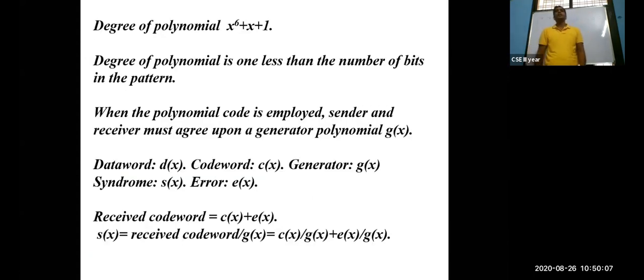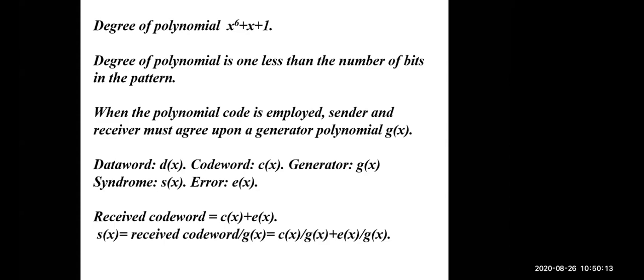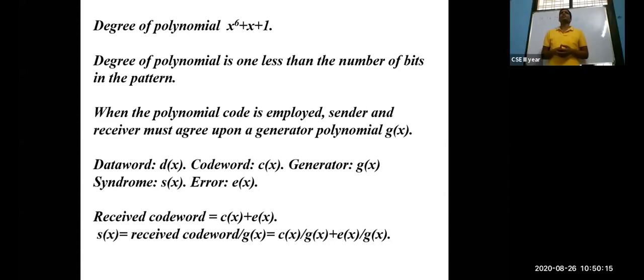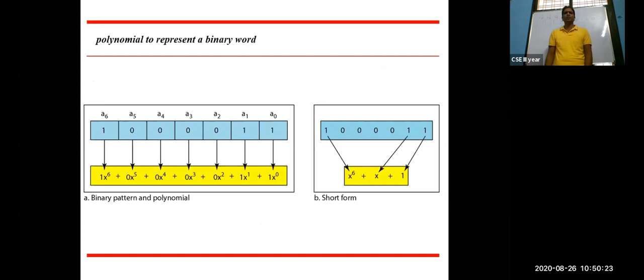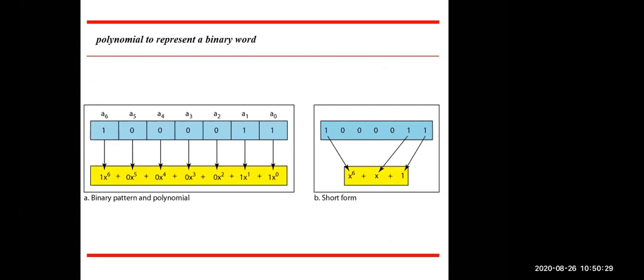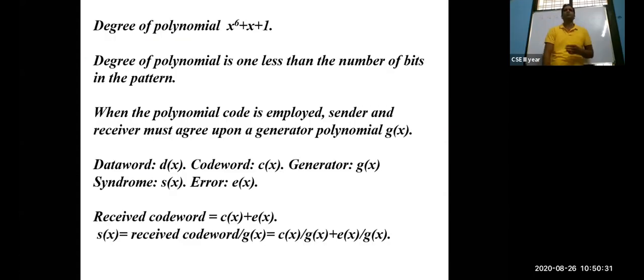Now, degree of the polynomial. Always the degree of the polynomial is the highest power. You remember that? It is always 1 less than the number of bits. Obviously, because the bit position starts from 0. How many bits do I have here? 7 bits. 1, 2, 3, 4, 5, 6, 7, isn't it? But what is the degree of the polynomial? 6. It is always 1 less than the number of bits. So the degree of polynomial x^6 + x + 1 is always 1 less than the number of bits in the pattern.